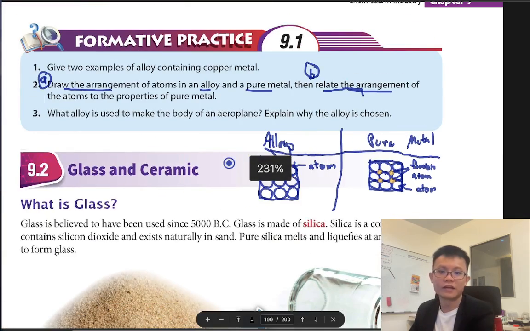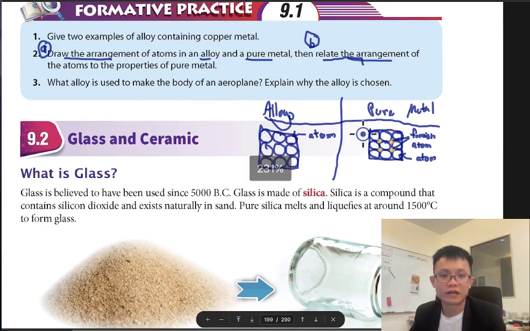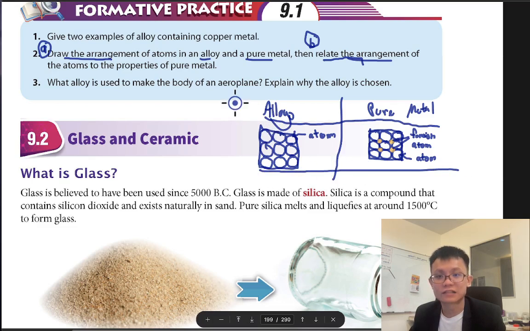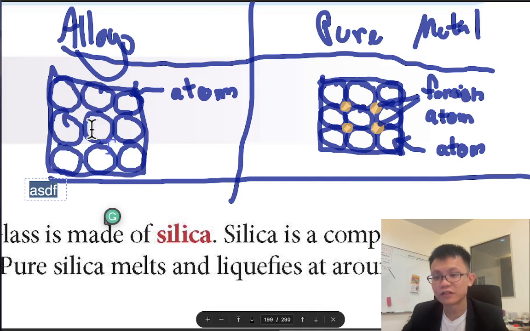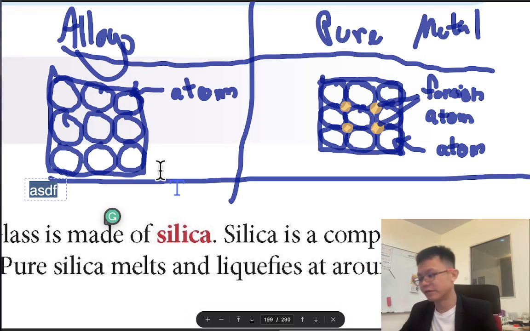Okay, so now we already draw it, so we got no problem drawing the pure element and the alloy. Now we need to explain a bit. So what is the explanation that we can get? Okay, so how to explain this? We use the keyword. Make sure we need to use the keyword. So what is the keyword for the alloy? So we talk about the arrangement. I just write keyword.